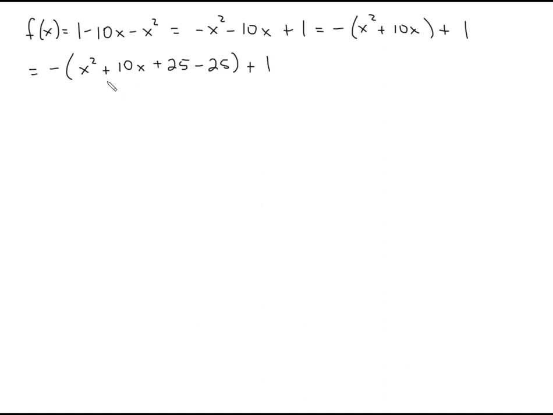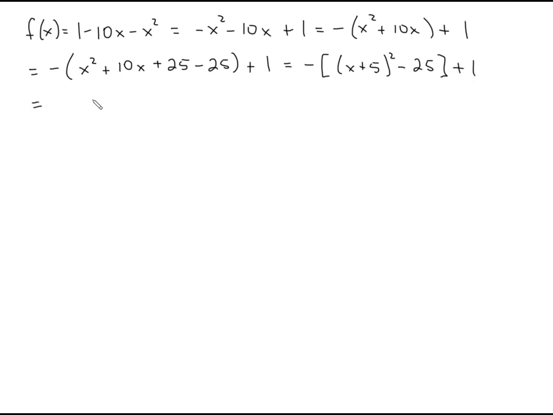Then those first three terms are a perfect square trinomial, so they factor to be x, in this case x plus 5, squared. And remember how you do that. You look at the third term there. Square root is what goes here, and then whatever sign that has is the sign that goes here. So that was just the first three terms that factored into that. We still have a minus 25 there, and then we still have the plus 1 on the end.